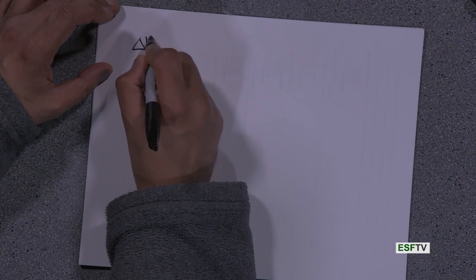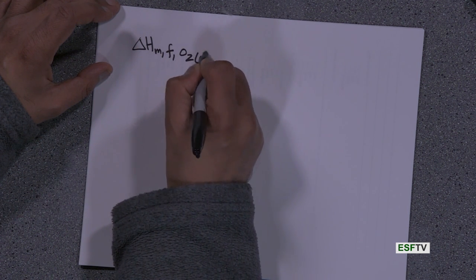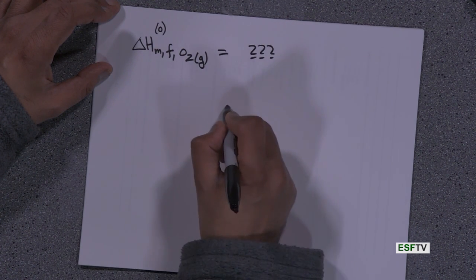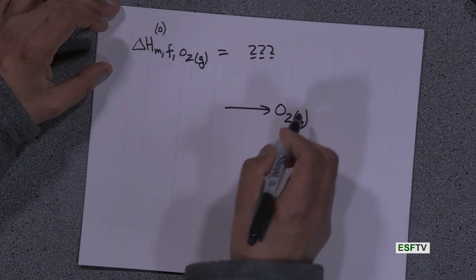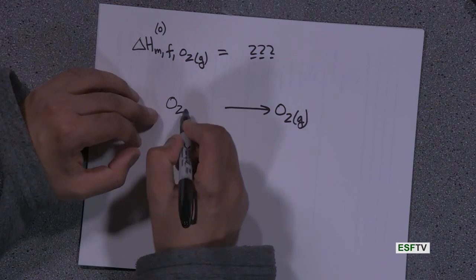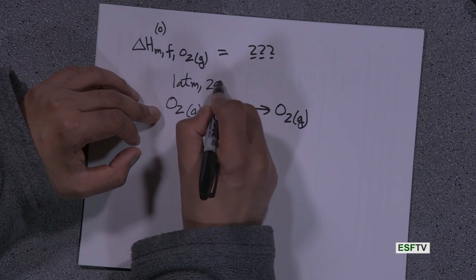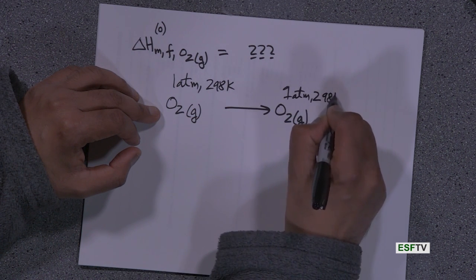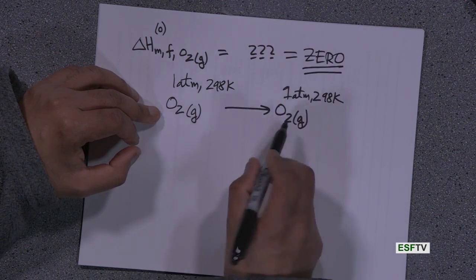Let's say we ask what's delta H per mole for formation for the element oxygen gas equals what? So that's for the reaction where on the right hand side we have oxygen gas. The only element is oxygen, so we are forming it from its elements. The only element is oxygen, but that's in its standard state is oxygen gas, 1 atmosphere, 298 Kelvin, 1 atmosphere, 298 Kelvin, 0. There is no reaction necessary.